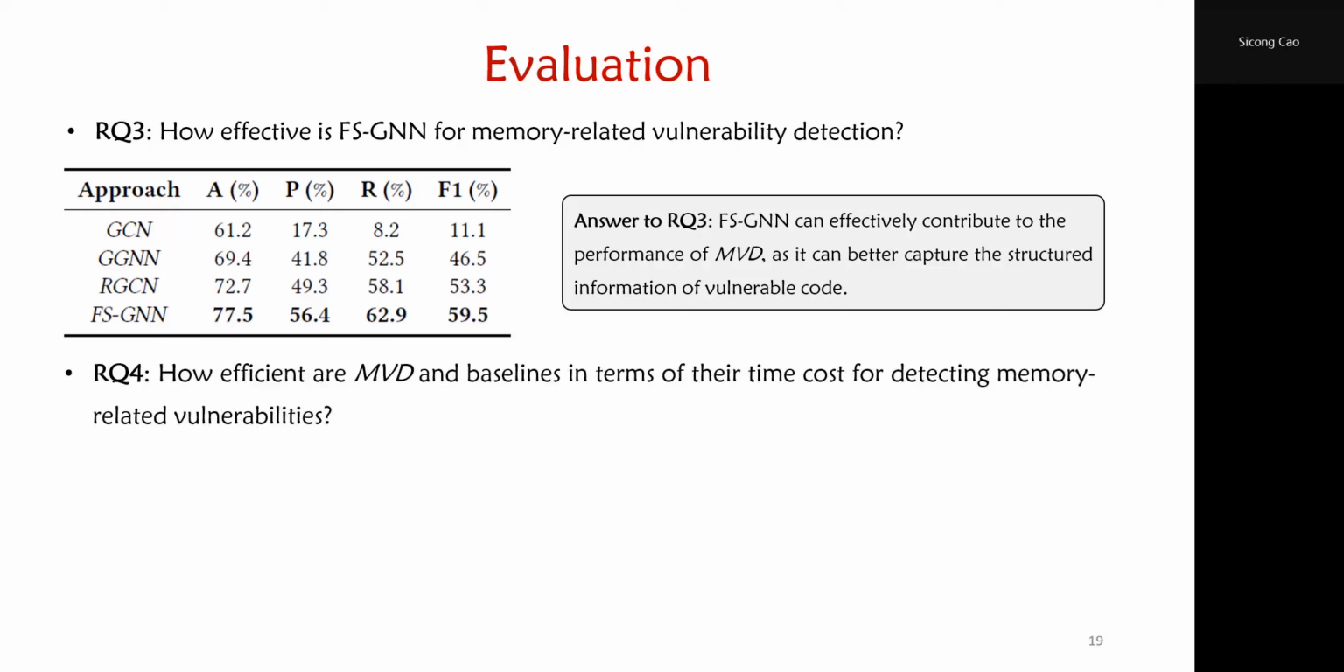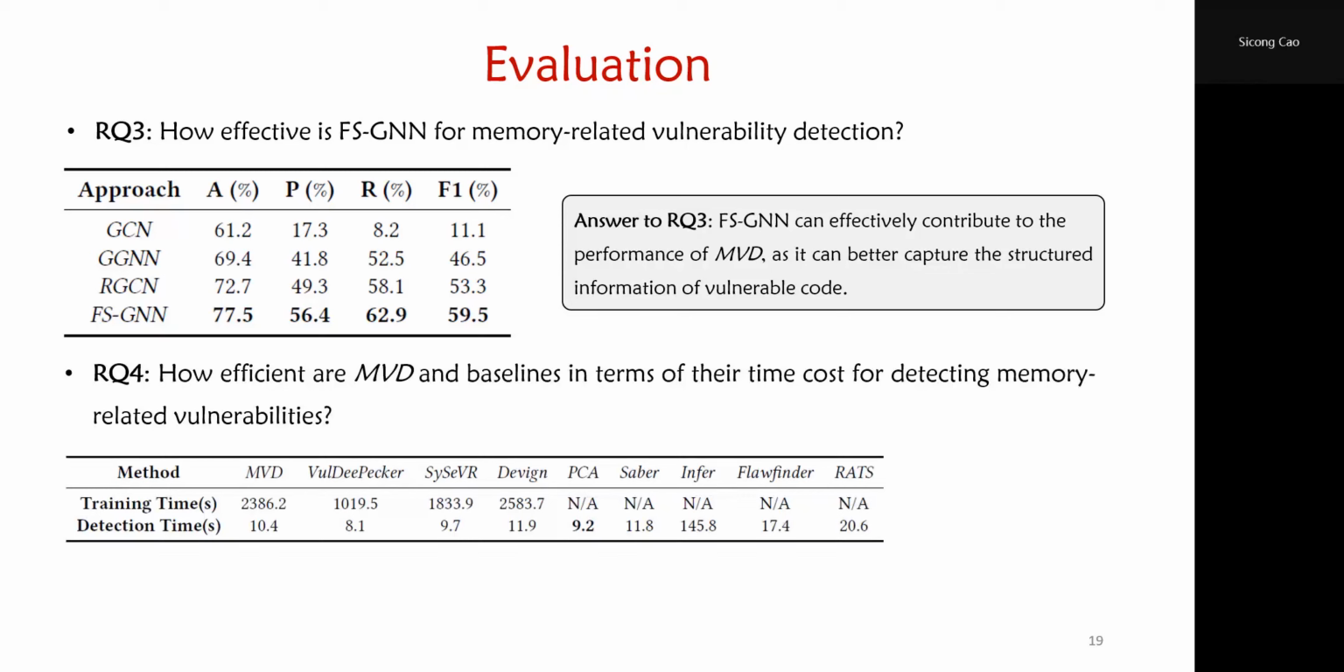In RQ4, we account for the time cost in seconds of each approach in training and detecting vulnerabilities. The results show that in comparison with the popular static analysis-based approaches, MVD achieves less time cost than other approaches, except PCA. This is because PCA speeds up data dependence computation by sacrificing partial detection precision. Compared with other learning-based approaches, MVD spends relatively longer training and detection time, because learning complicated program semantics in graphs is more time-consuming than in sequences.